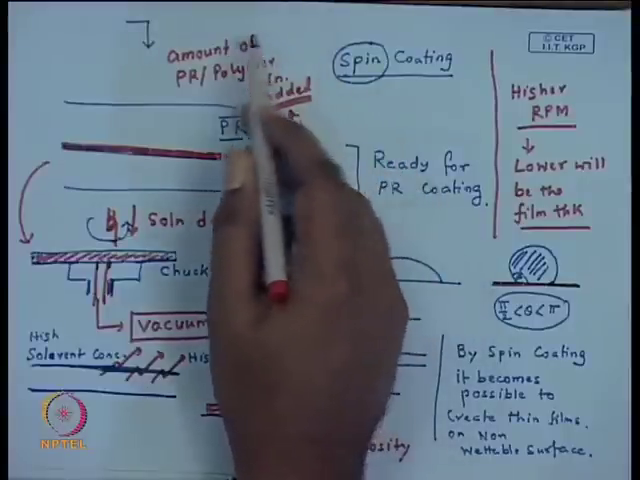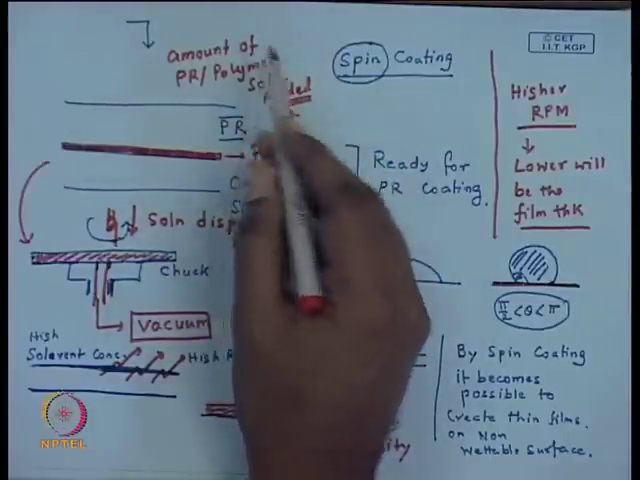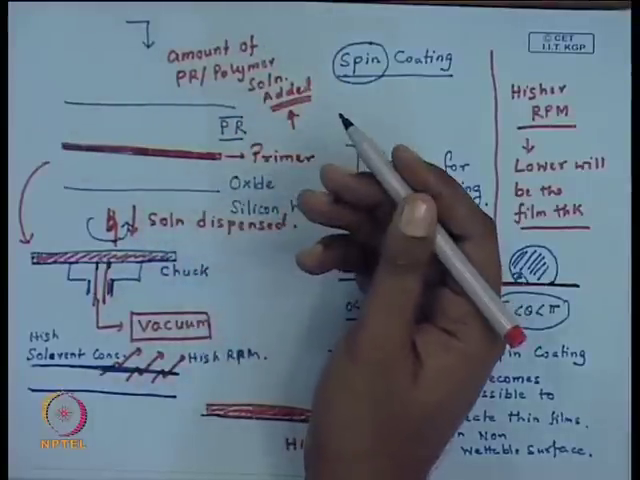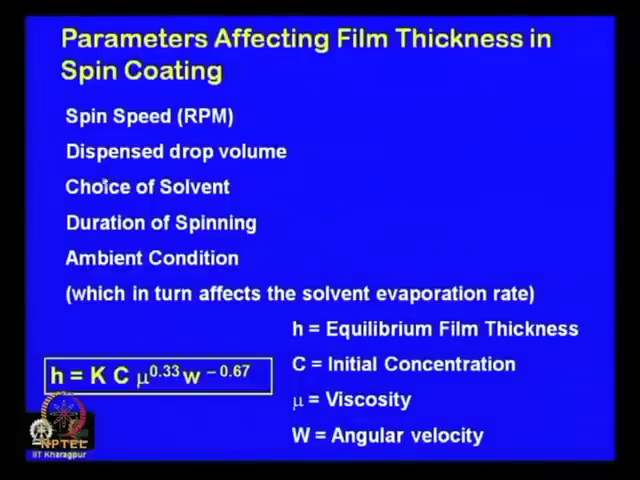So, the higher the amount of this solution added, you are actually adding a higher amount of polymer. So, you may eventually end up getting thicker films if the dispensed drop volume is high, or you add a higher amount of polymer during dispensing. The third choice is of course the choice of solvent. We already talked about the importance of the choice of solvent. Fourth is the duration of spinning.